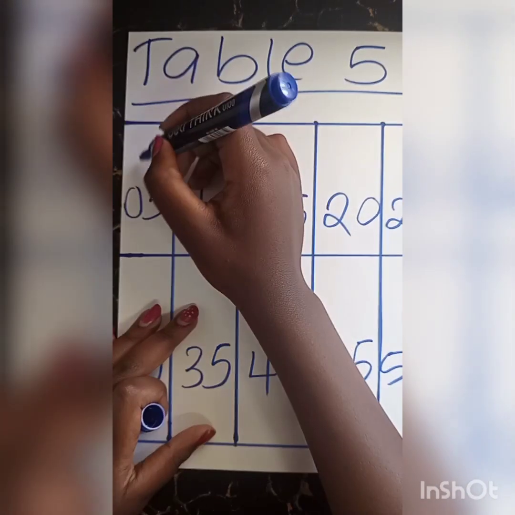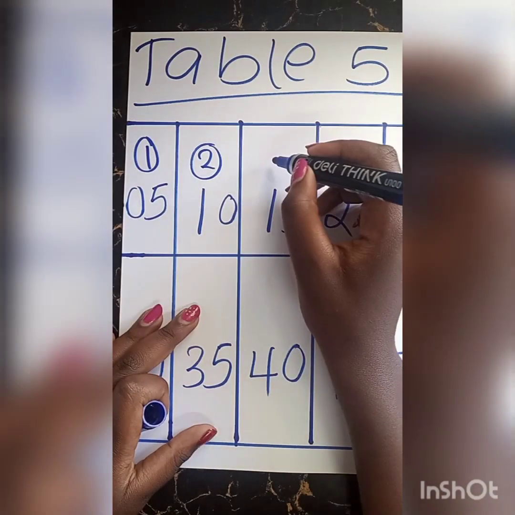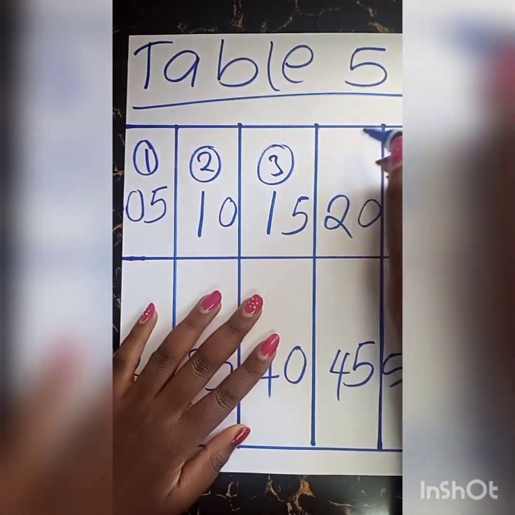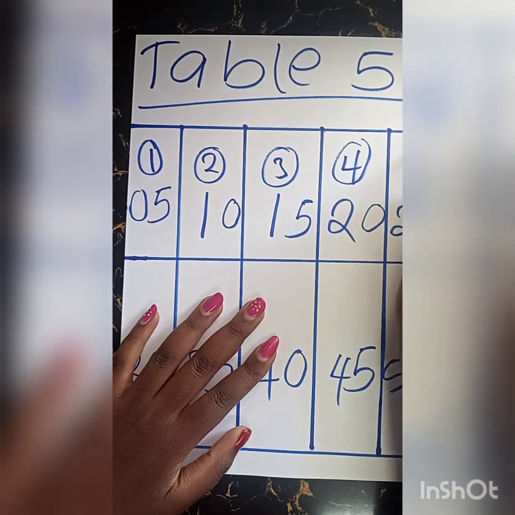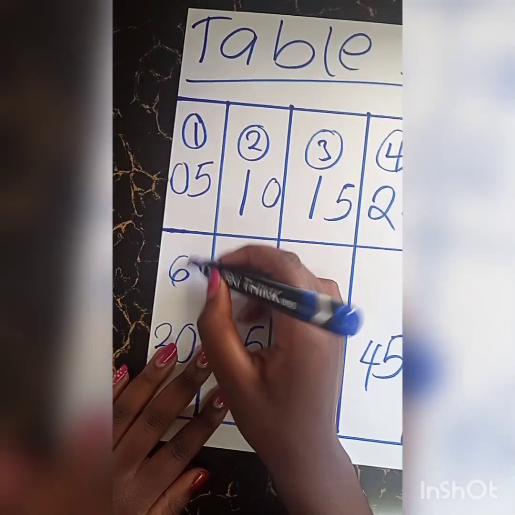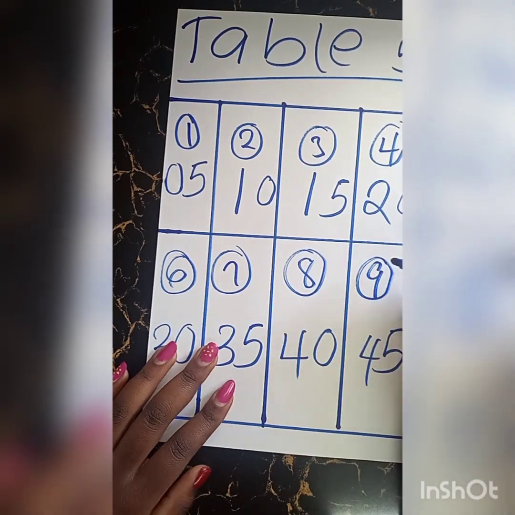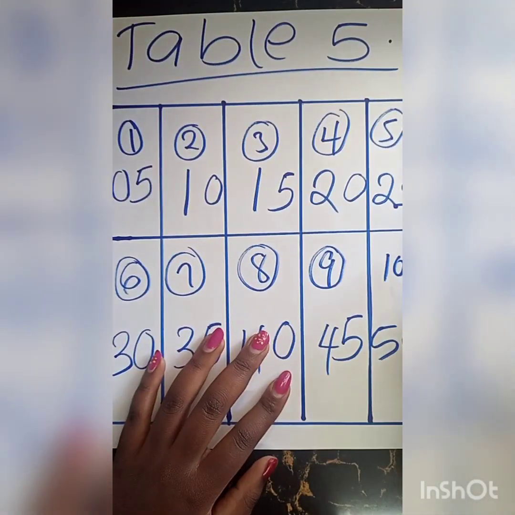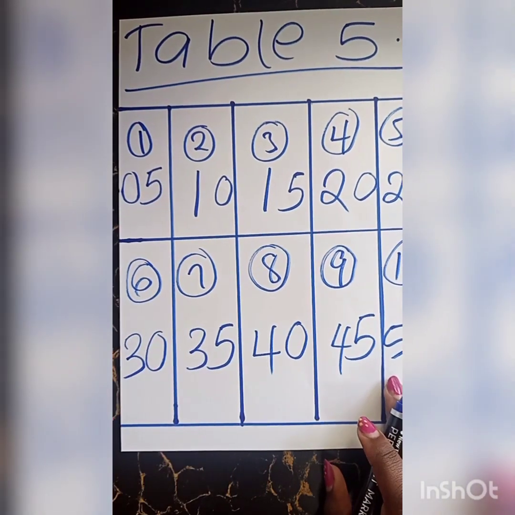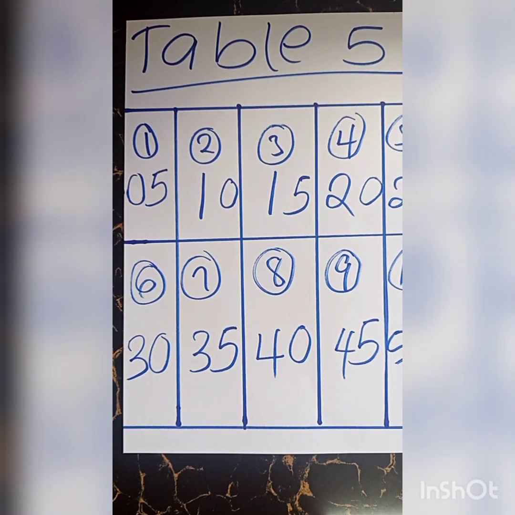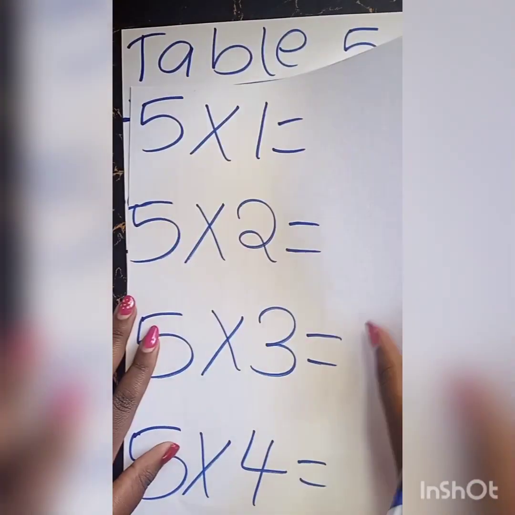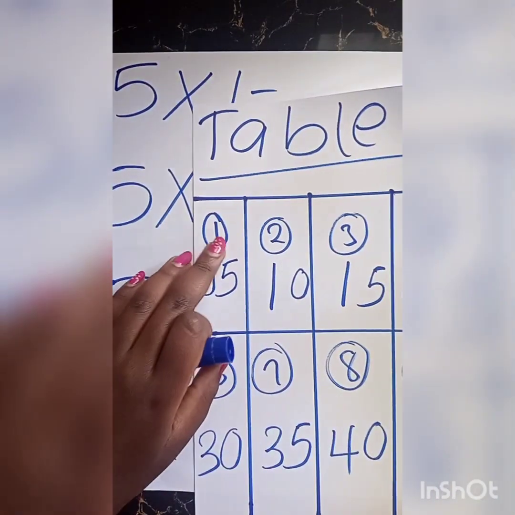This is 5 times 1, times 2, times 3, times 4, times 5, times 6, times 7, times 8, times 9, and times 10. Do you see how easy that was? That was a walk in the park. So 5 times 1 is 5.